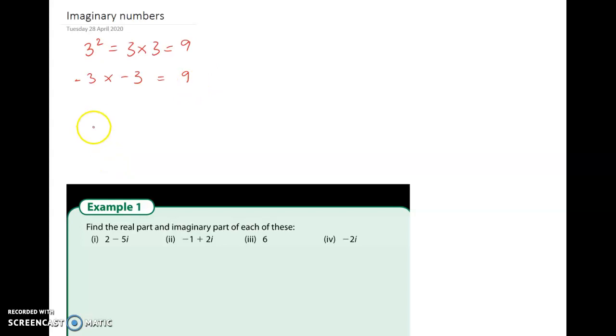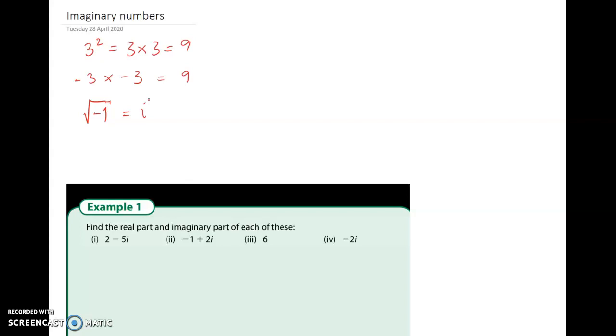It just doesn't work. So some bright spark, I won't go into the history of it, came up with a way of dealing with this. They said to themselves, what we're going to do is take the square root of minus 1, and we're going to just say it's i. We're going to call it i. i for imaginary.